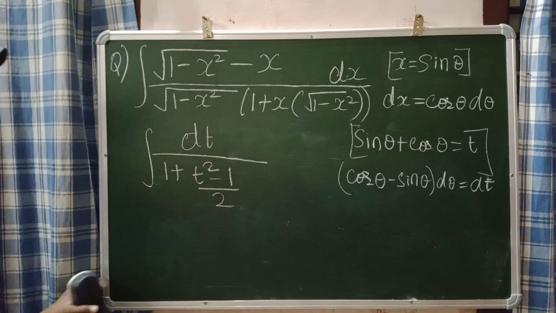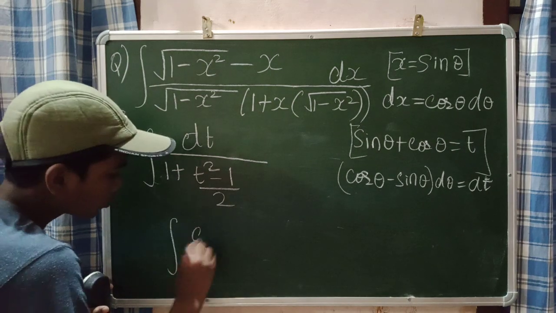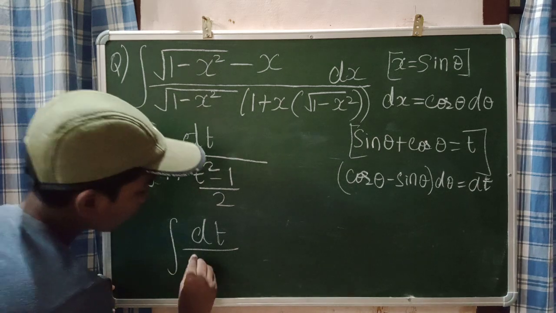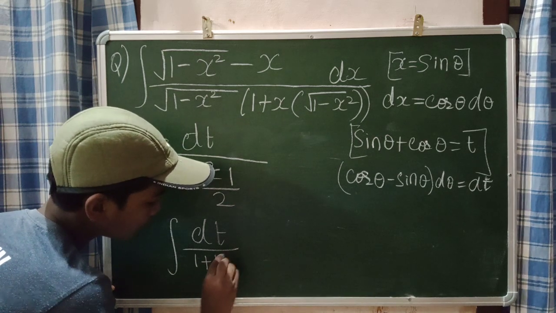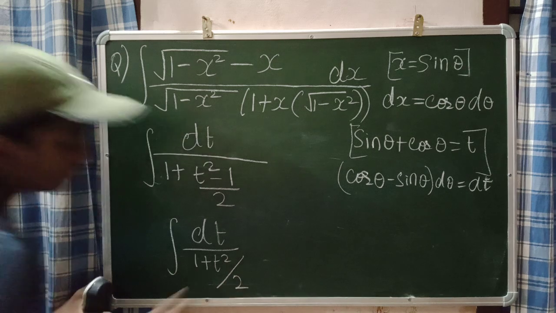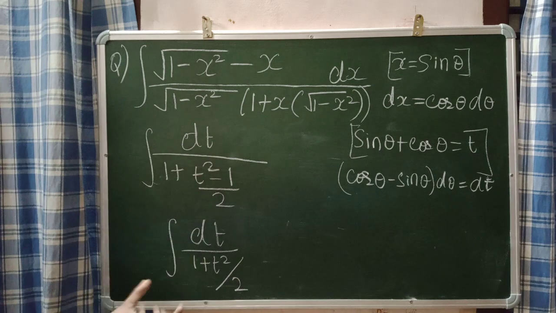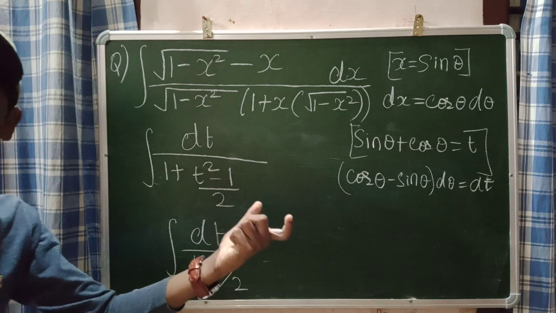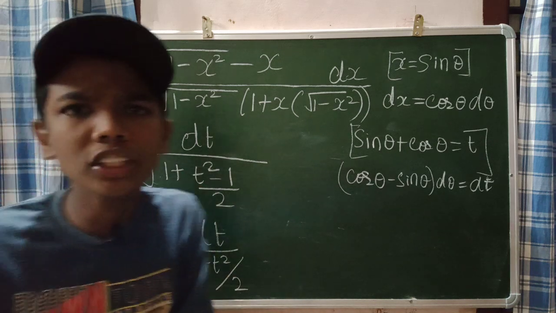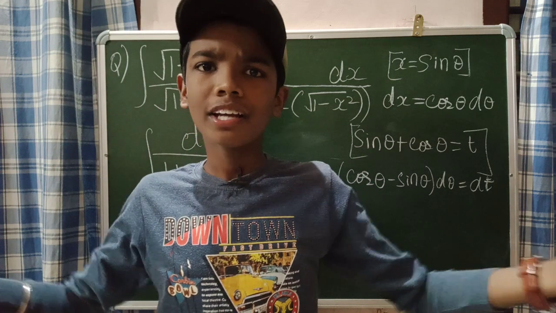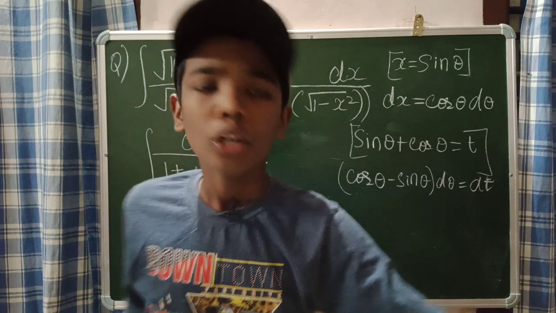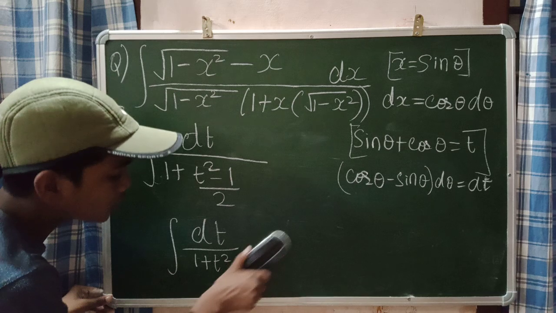Now this question is an easy question. I can write this as dt divided by 1 plus t square divided by 2. When you find the LCM and evaluate, you will get 1 plus t square divided by 2. Now I am going to take this 2 to the numerator, because we are having division here. So I am on the correct path.